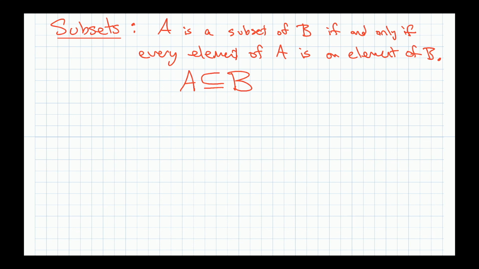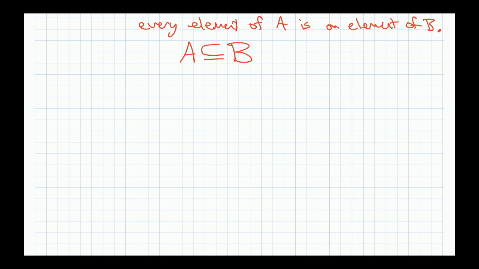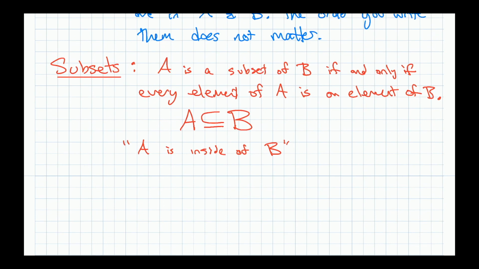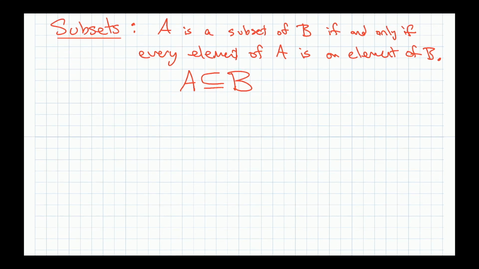You want to think of it as A is inside B. Okay, that's not the right way to say it, actually. B is the big one, and A is a subset, so it's inside of B. Of course, every element of A is an element of B. So in words, I'm going to erase that. Okay, so that's a subset.